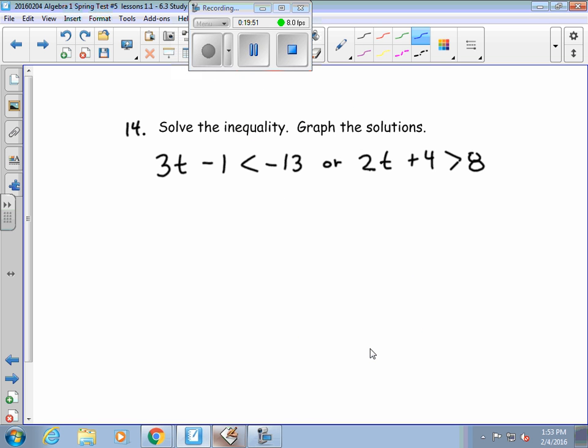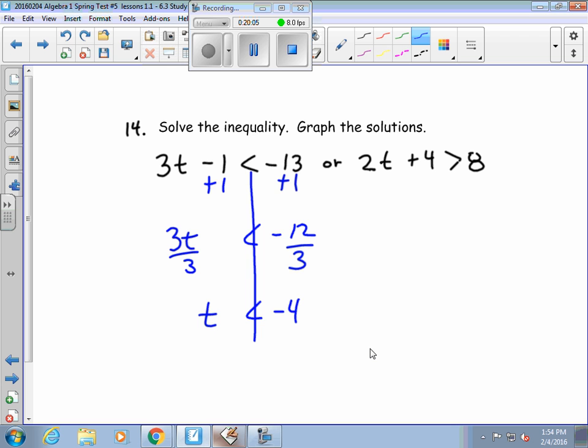Solve the inequality, graph the solution. So this is a compound one with or in the middle. Solve them as two separate ones. Add 1 to both sides. 3t is less than negative 12. Divide by 3 on both sides. t is less than negative 4. You don't reverse it because you only divide by a positive number.